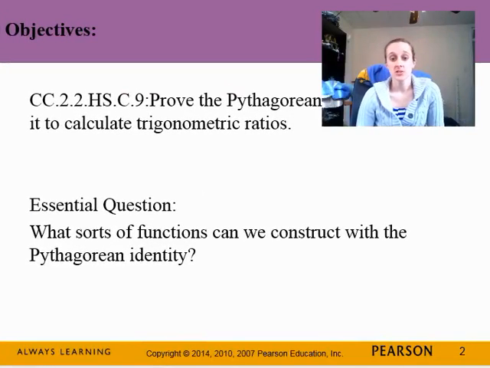Welcome to Chapter 5, Section 1, Verifying Trigonometric Identities. For this one, it would be helpful if you have your graphic organizer, because they do come into play a lot. So the essential question is, what sorts of functions can we construct with the Pythagorean identity?